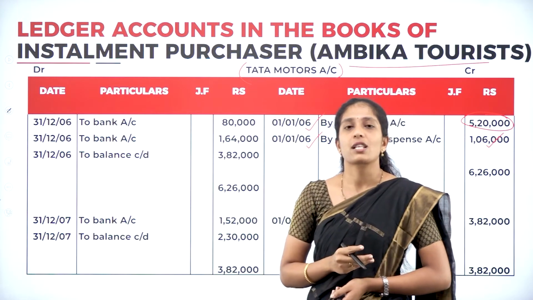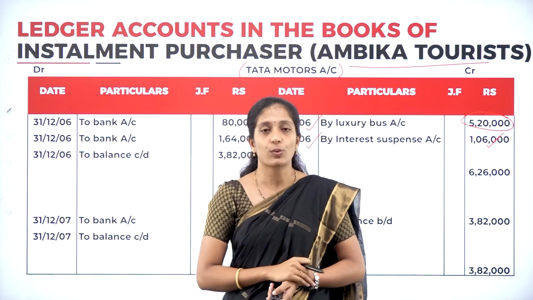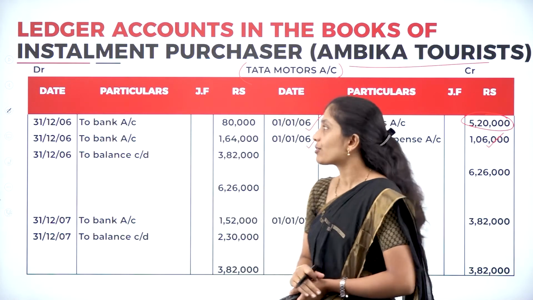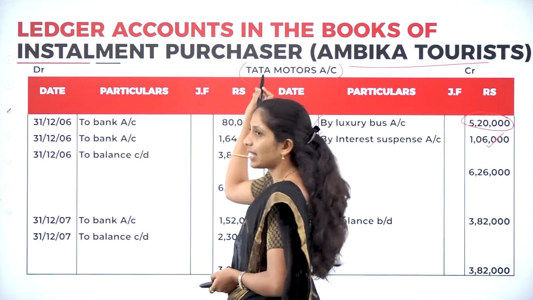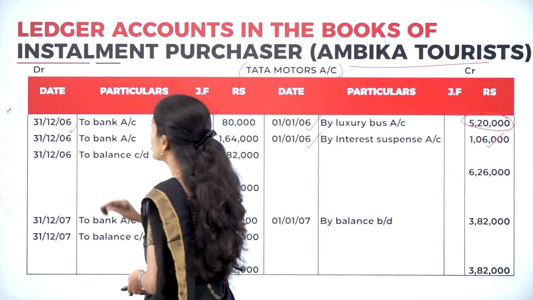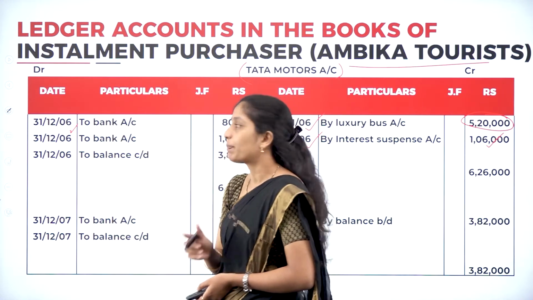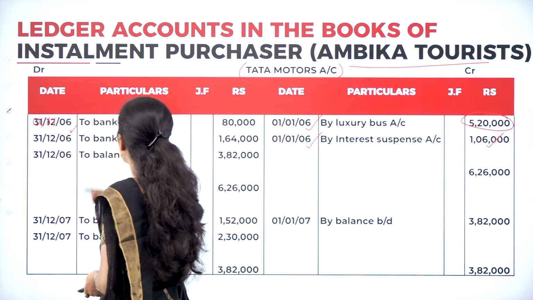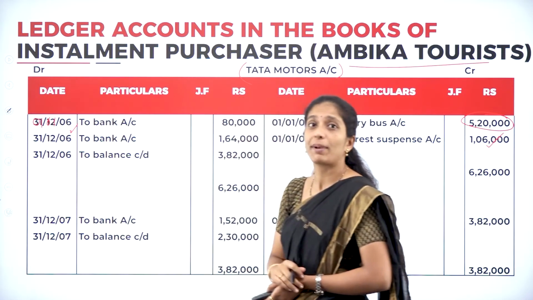And the second entry is for what? Making the down payment. So what is the entry? Installment seller account Dr. to bank account. So how do you record? Installment seller, Tata Motors, to bank account. That is on which date? On the date of purchase. So this should be 1/1/2006, to bank account. So how much down payment have they made?